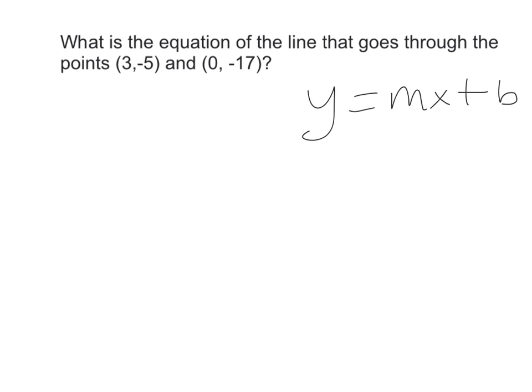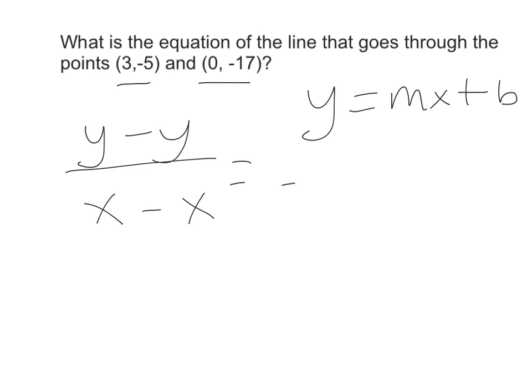I'm given 2 points. How do I find the slope between the 2 points, (3, -5) and (0, -17)? Well, I need to subtract my y minus my y over my x minus my x. Remember that if you start with a y value of -5, then on the denominator you also need to start with the x value of 3. So let's do y minus y over x minus x. I'm going to start with my y value of -5, and I'm going to subtract, and this is where it's tricky, subtract a -17.